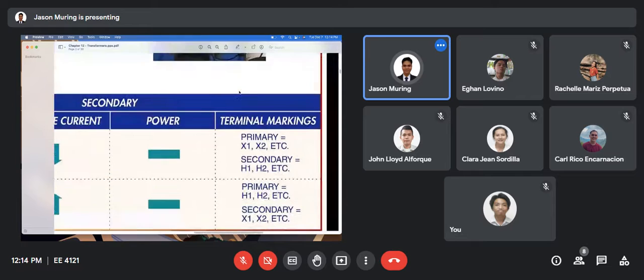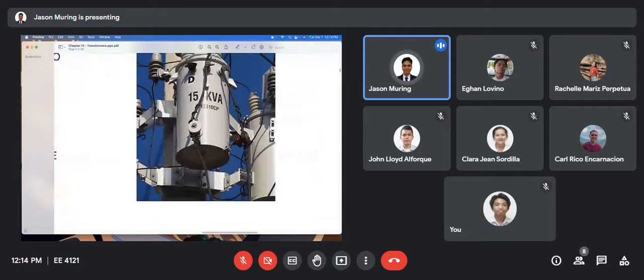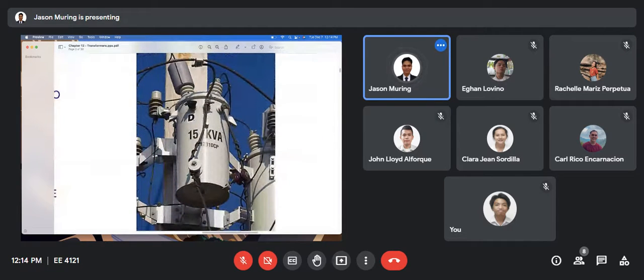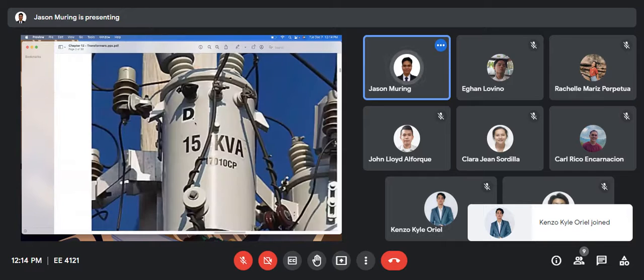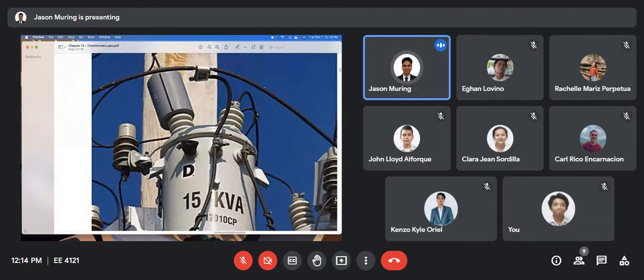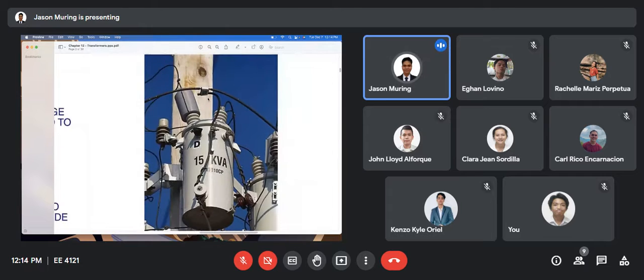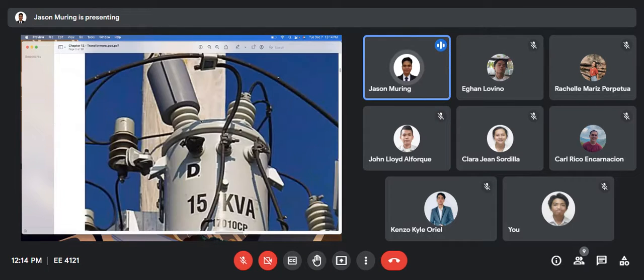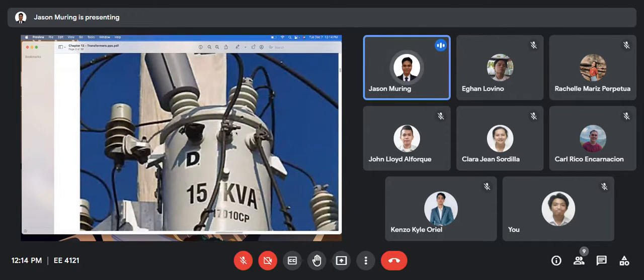Then usually, I think there's a picture here. For this transformer we're considering, it's obvious that these terminals are the terminals for the high voltage side. Usually distribution poles are step-down transformers, and these terminals are used for the low voltage side.